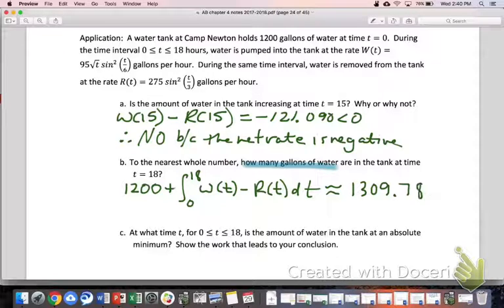And it did say to the nearest whole number, so 1310 gallons. We agree on that number? Good. Questions on the setup? Are you getting this net change thing? Are you seeing how the net change is just over and over and over, just in different forms? Keep doing the same thing.